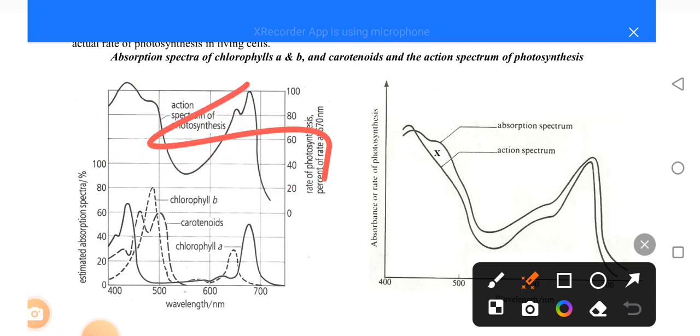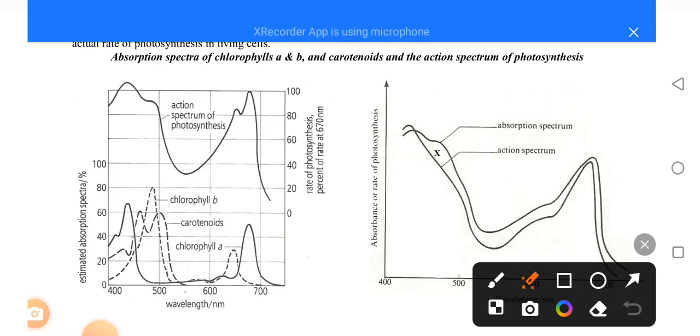This one is the action spectrum. Then the absorption spectrum is this one down here. You will see that these two work in combination, the way you have seen it there. Now, when you look at graph 2, meaning this one, this is our graph 2.